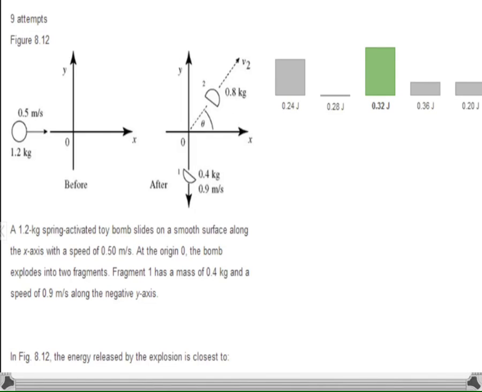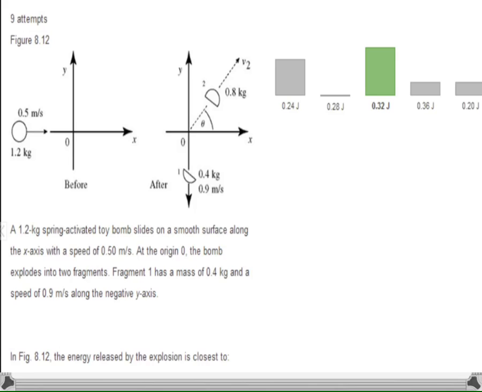An explosion takes place right at the origin. So, to do this question, it looks like an energy question. Yes, it's an energy question, because we have to analyze the total energies before the explosion and after the explosion.